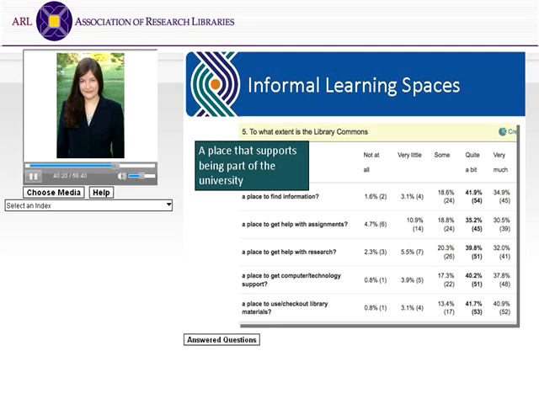Okay, so this slide shows a snapshot of our in-class survey that asks, to what extent is the library commons a place that supports being part of the university? Libraries have always helped scholars to be scholars through the provision of information and other things, but increasingly we're being called upon to teach students how to be part of the scholarly environment. And at the same time, students have also been teaching us how to expand our notion of what a scholarly environment is. And the commons as an informal learning space is really a great example of that.